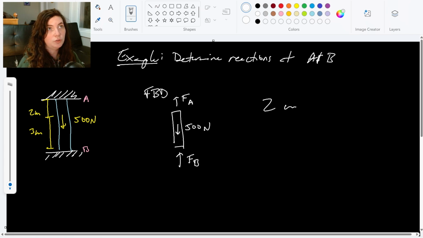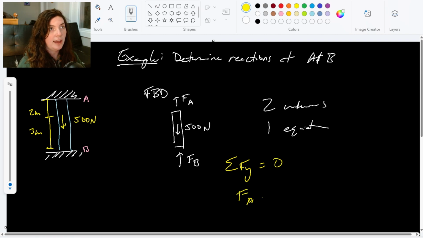So again, two unknowns and one equation. Our one equilibrium equation here, sum of forces in the Y direction equals 0, which is going to be FA plus FB minus that 500 newtons is 0. So this is the first equation we have to work with, and now we're going through and trying to find a second equation so that we can solve this. It's statically indeterminate to the first degree. We're going to need one more equation so we can solve. And that's what we're going to do by working with our geometry and our displacements.